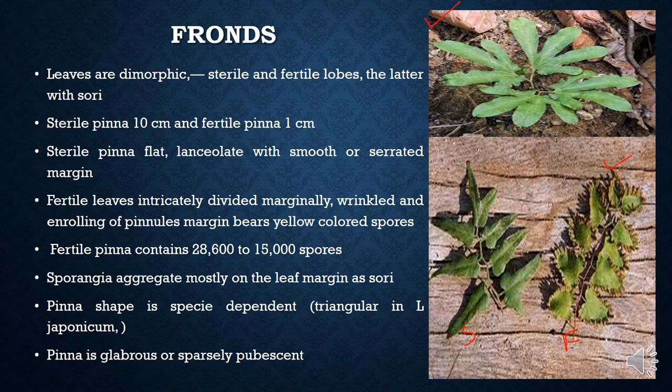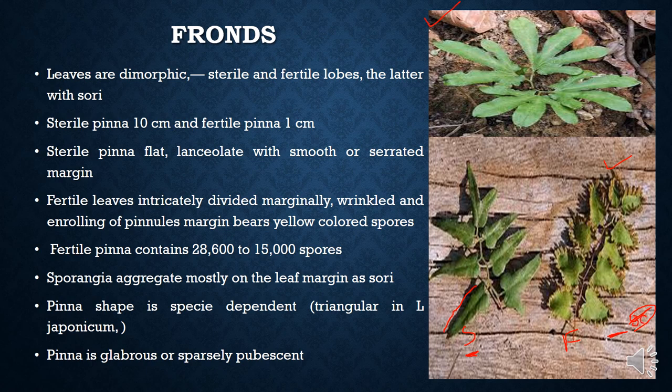Though both leaves look the same size, this sterile leaf is actually much larger than the fertile leaf, and the sterile leaf also has a very smooth margin, or very finely dentate, denticulate margin. On the other hand, this fertile leaf has a margin that is lobed, and in each lobe, on either side of the mid vein, sporangia are borne in clusters.